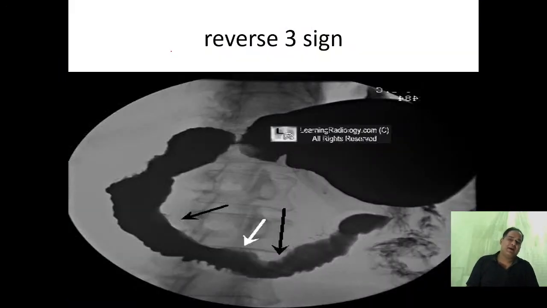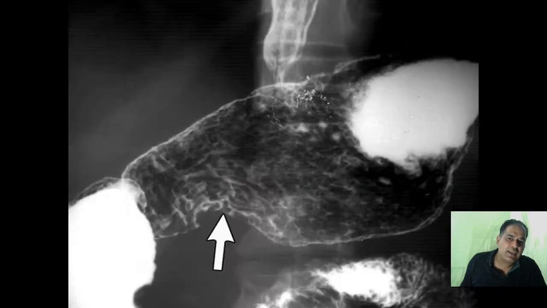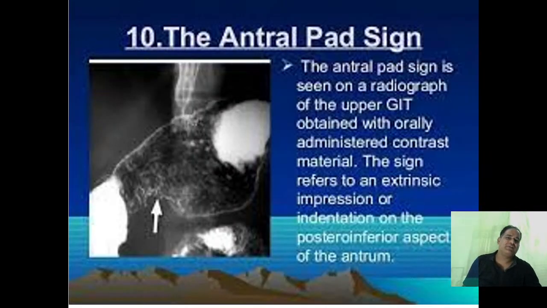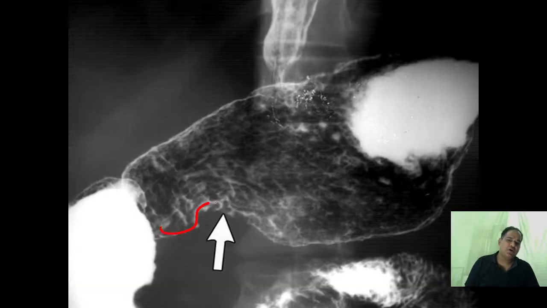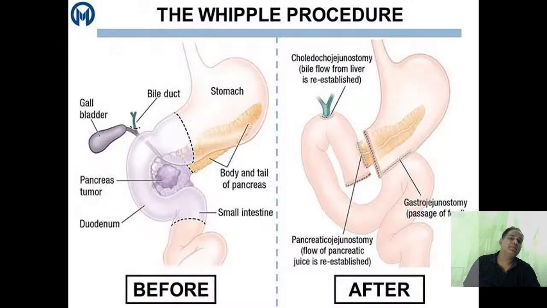Now, in pancreatic adenocarcinoma, you'll get to see the reverse 3 sign because of the enlargement of the head of the pancreas. Now, what is this? The antral pad sign. You see here, the pancreas will cause indentation of the antrum of the stomach. This you'll get to see on the contrast study, like barium.